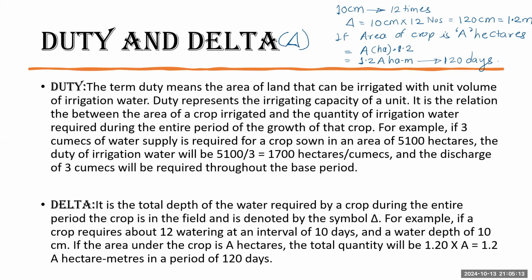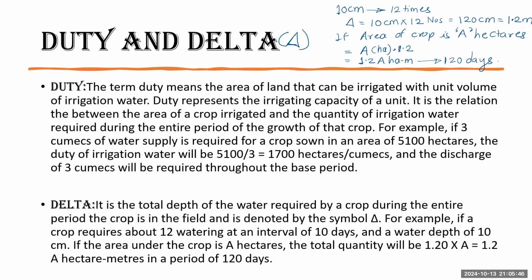Here, the discharge of 3 cumecs is required continuously throughout the base period. What is the base period? It is the time taken from first watering to last watering. So this continuous discharge is required; only then is it possible to irrigate the total area of 5,100 hectares. Okay, so this is about the term duty.